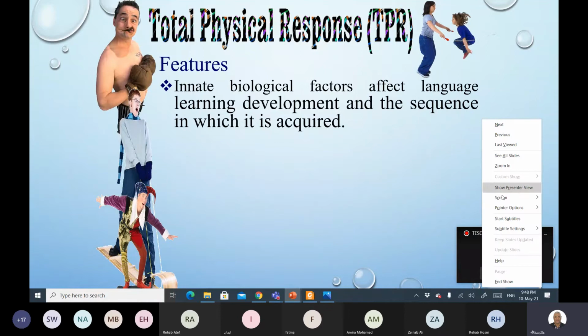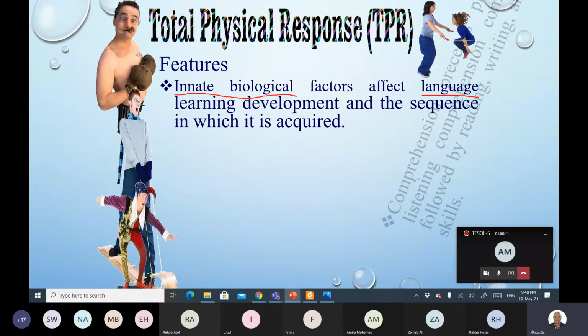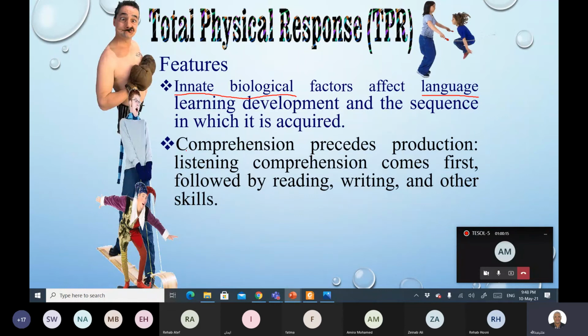So this method focuses on the biological nature of the human brain, the innate biological nature of the human brain, and that language is developed and the sequence of language is developed and enhanced and improved through activating this part of the brain. For them, comprehension precedes production. يعني احنا شفنا في الاوديولينجوال ميثود كان الطلاب يعملوا repetition حتى لو مش فاهمين. So they do production even there is no comprehension. But for the TPR, comprehension comes first, then comes production.